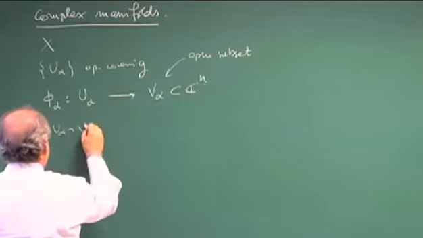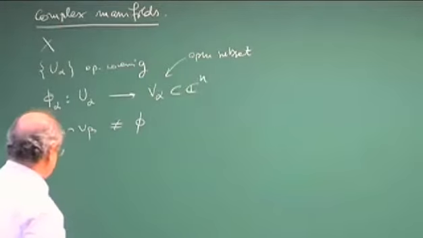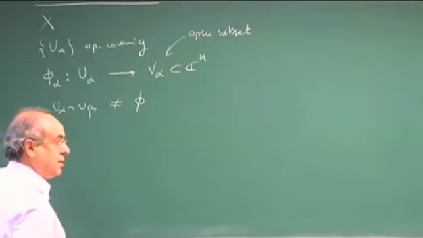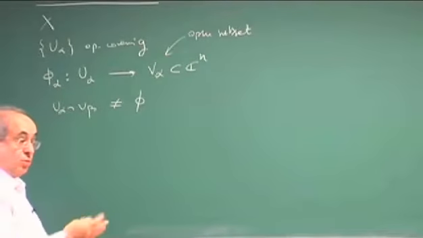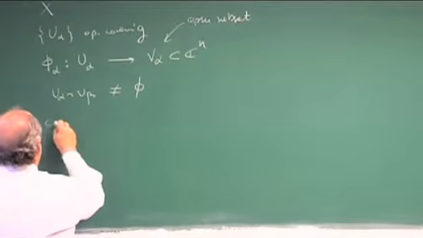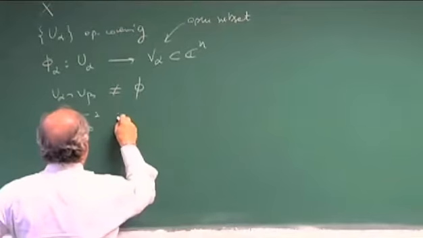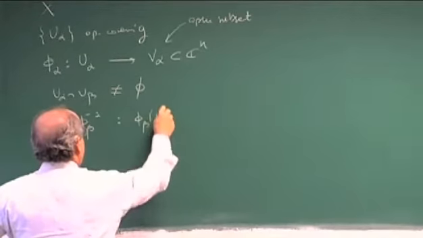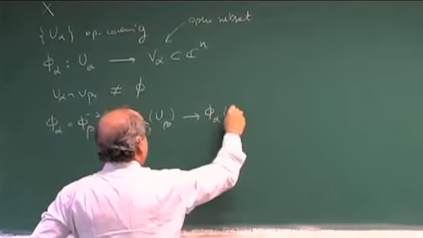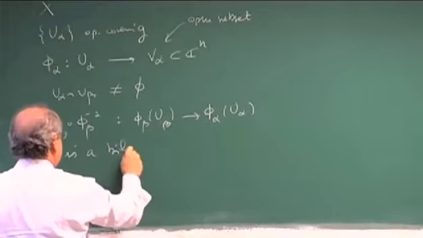Meaning that if we have an intersection which is non-empty, then we have two different ways of realizing this intersection as a subset of C^n, and we want the two different ways to coincide by means of what is called a biholomorphism. So in particular, we require that this map, from phi_beta of U_beta to phi_alpha of U_alpha, every such map is a biholomorphism.